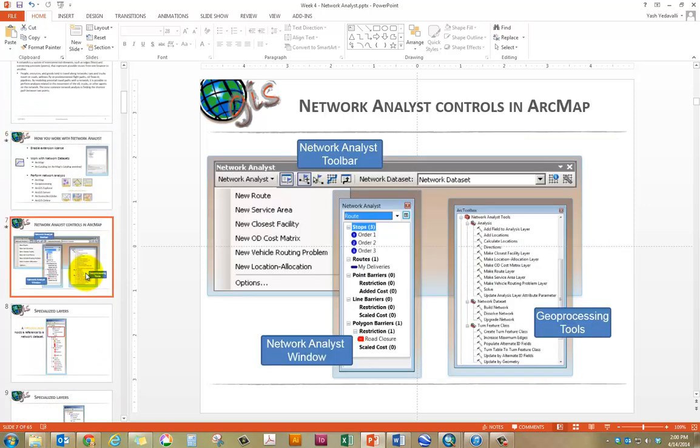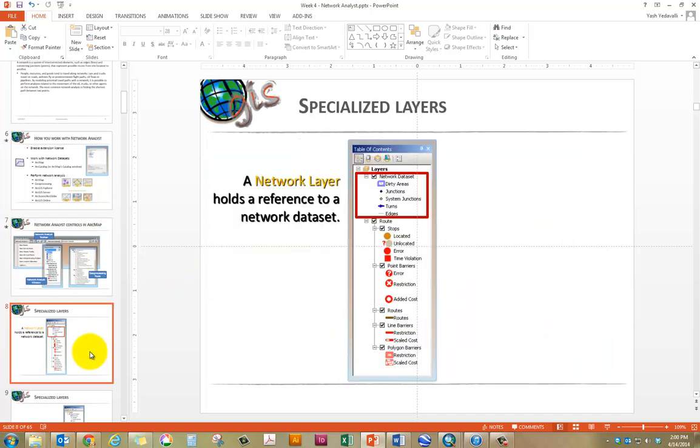So Network Analyst controls, we'll see how this is done. We'll open ArcMap, we'll enable the extension, we'll add a Network Analyst toolbar and a window, and we'll talk about what the window has and the different options associated with it. Again, remember that the network dataset is unlike any other dataset you have worked with so far in ArcGIS. It's called a network layer.